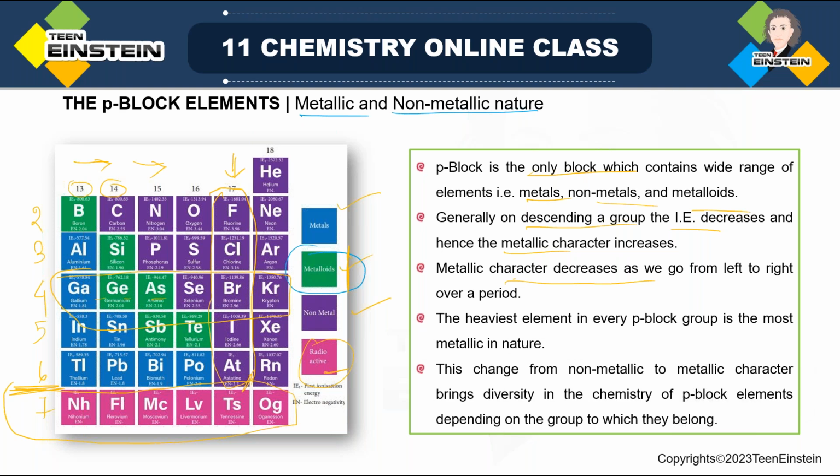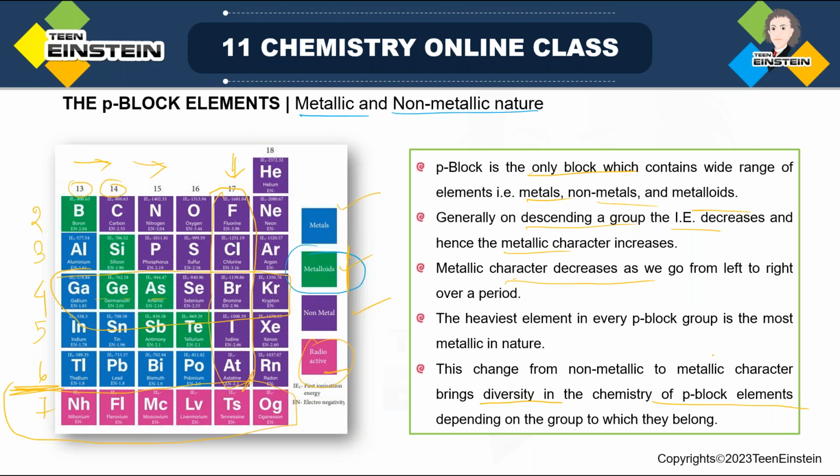Now this change of non-metallic character to metallic character is actually the reason for this diversity in the chemistry of p block elements. And that depends on which group they are from. Suppose you are choosing group 15. In group 15, you have nitrogen and phosphorus as non-metals. Then the next two elements, arsenic and antimony, are metalloids. Then we have bismuth, which is a metal.